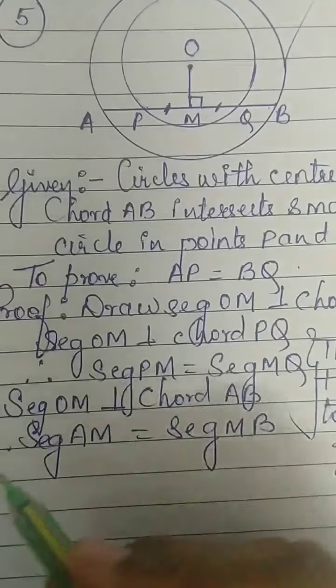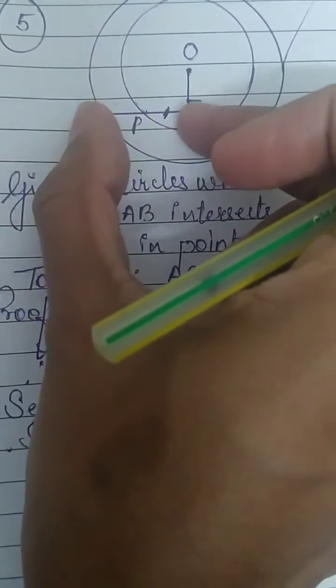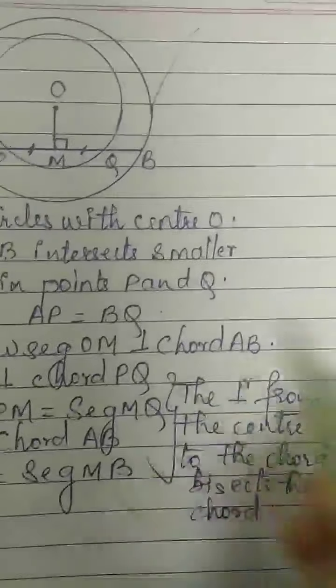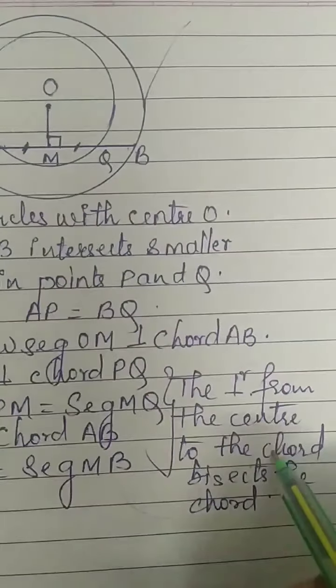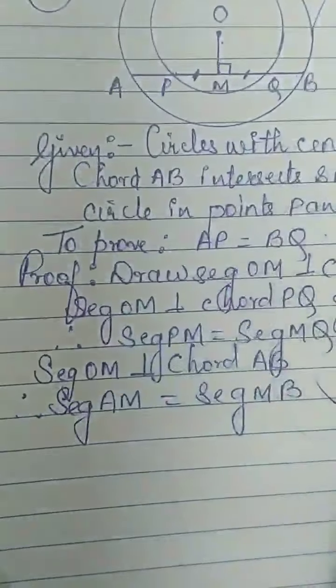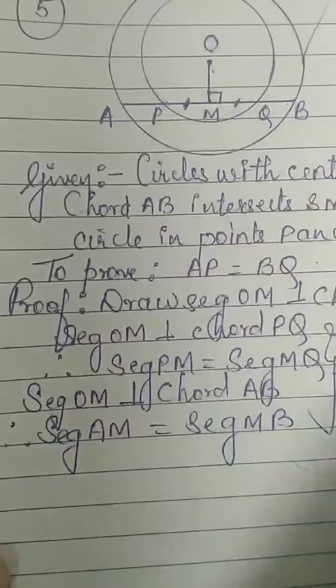Fine. So therefore the chord is divided into two equal parts. AM is equal to MB. The same reason you will write. So one time writing is enough. Perpendicular from the center to the chord bisects the chord. Okay. So this both we have written.